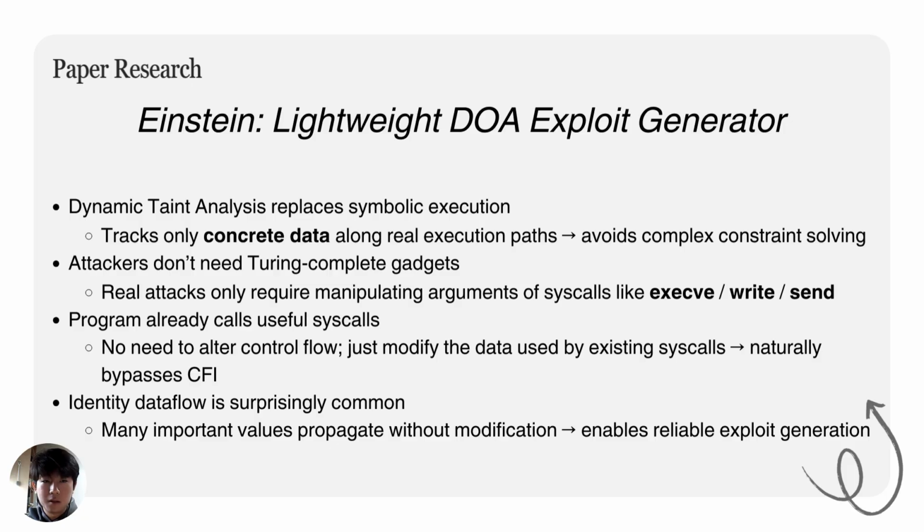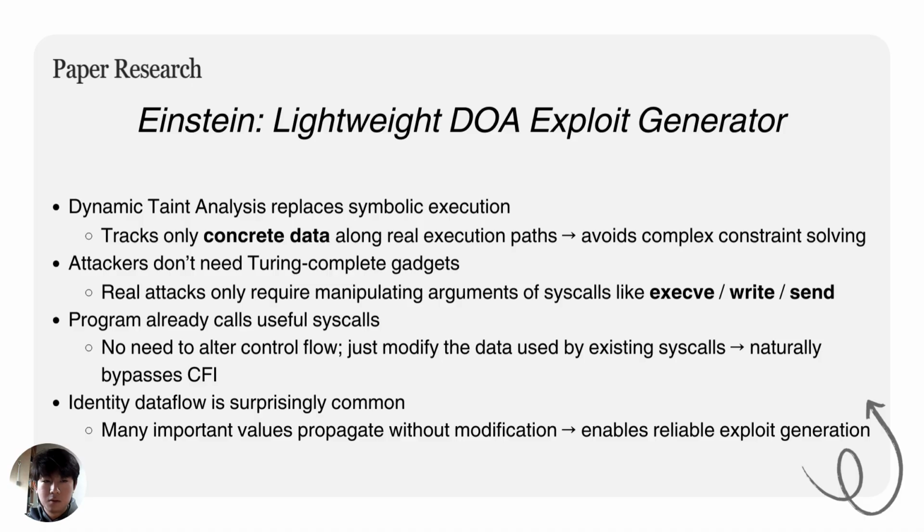First, dynamic taint analysis replaces symbolic execution. Einstein avoids complex constraint solving by tracking only concrete data through real execution paths using dynamic taint analysis. Second, attackers don't need Turing-complete gadgets. In practice, attackers only need to control syscall arguments, such as those from execve, write, or send, rather than assembling full Turing-complete gadget chains.